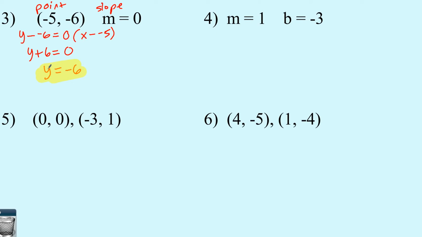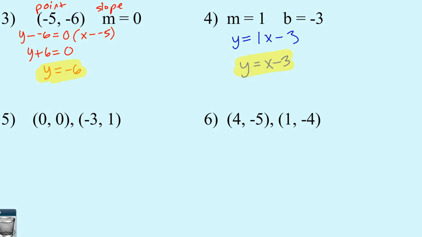Okay, let's see. Then the next one, number 4. We have the slope, and they straight up give you the y-intercept. So you have y equals 1 times x minus 3, or y equals x minus 3. Either way, same thing. Oh, my 3 looks awful. Okay, take a little more time. So that's this one.